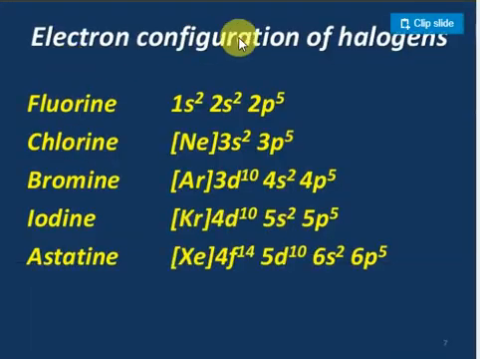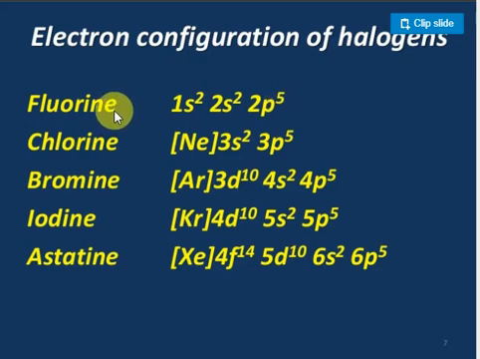Next, the general electronic configuration of halogens. This is very important. If you take fluorine, it has 1s2, 2s2, 2p5. In 2s2 2p5, 2 plus 5 is 7 electrons, so its valence is 7. If it gains 1 electron, it attains the neon configuration.